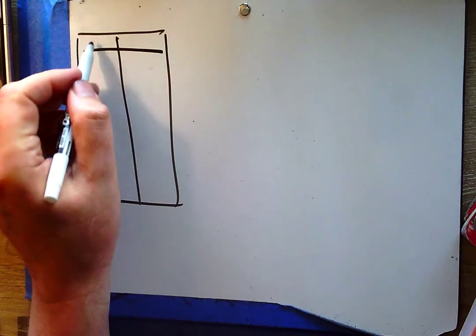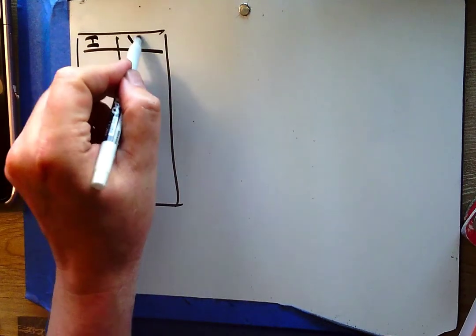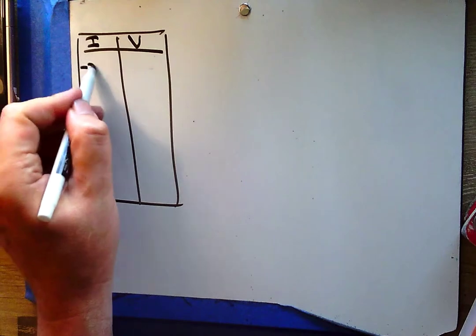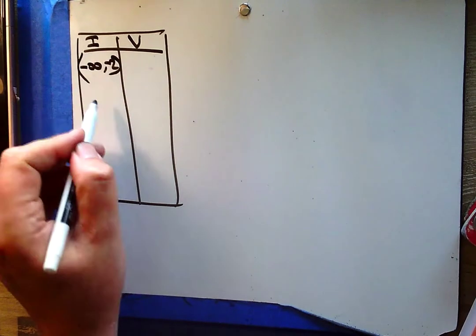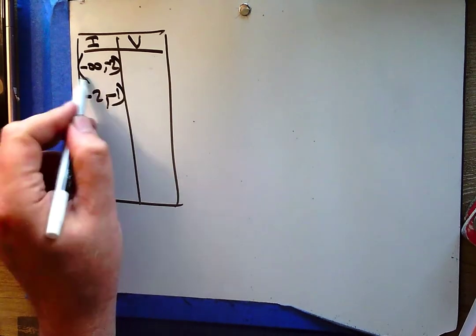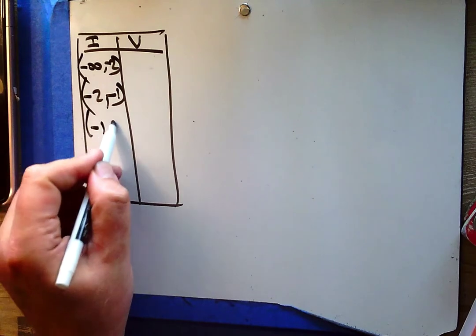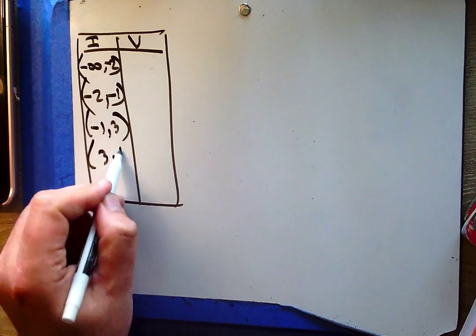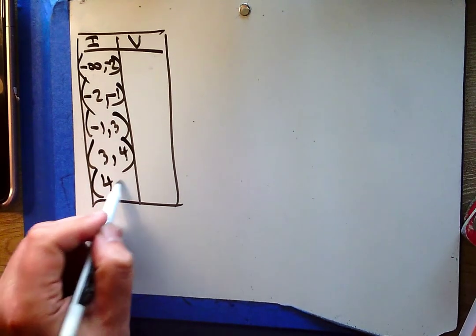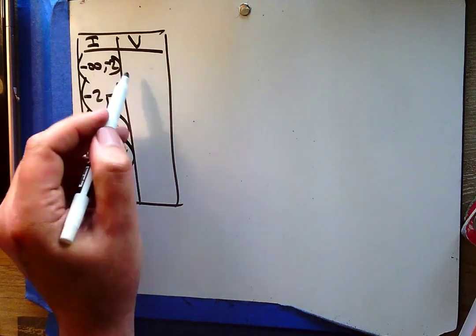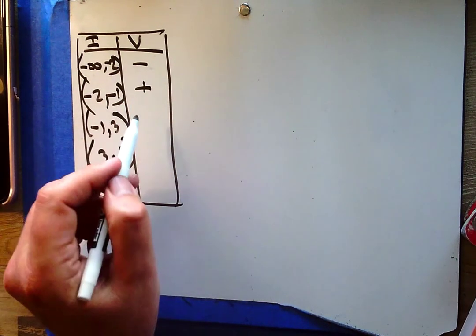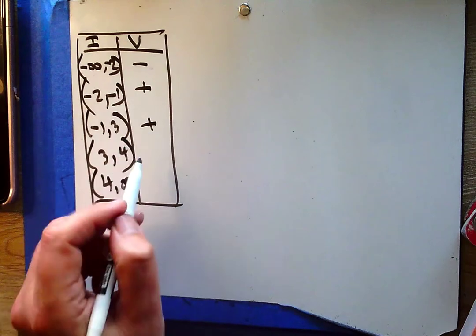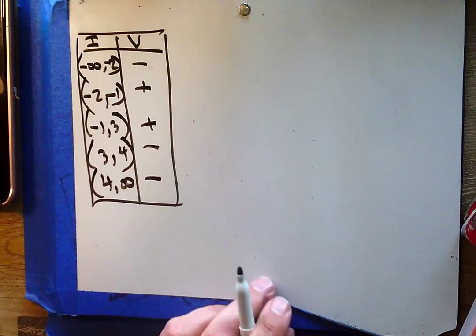So we have our intervals and our values. We've got negative infinity to negative 2. We have negative 2 to negative 1. We have negative 1 to 3. We have 3 to 4. We have 4 to infinity. This is negative, positive, positive, negative, negative.